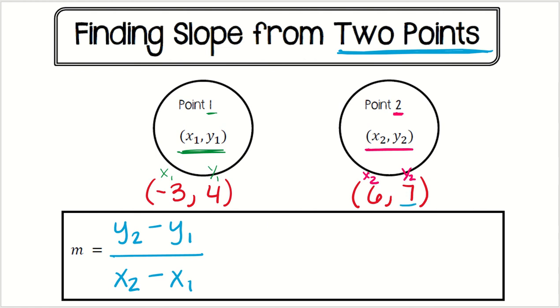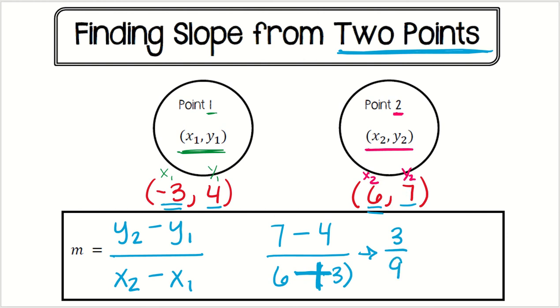So let's go ahead and start plugging these numbers in. y2 is 7, minus, because that's in the formula, y1 is 4, and now x2 is 6, minus again because it's in the formula, and then x1 is a -3. 2 negatives make a, hopefully you said positive. So I now get 7 minus 4 is 3, 6 plus 3 is 9, and so my slope is m equals 1/3, keeping it as a fraction.